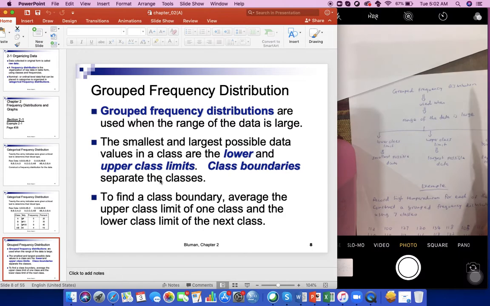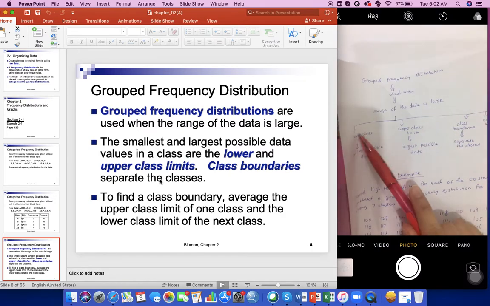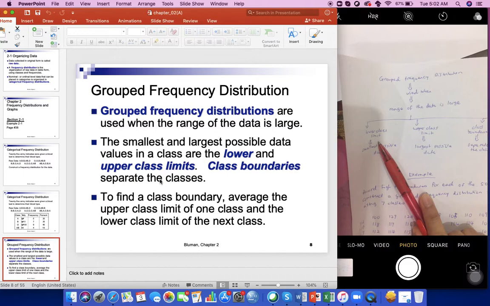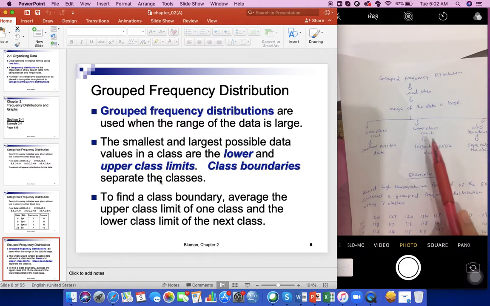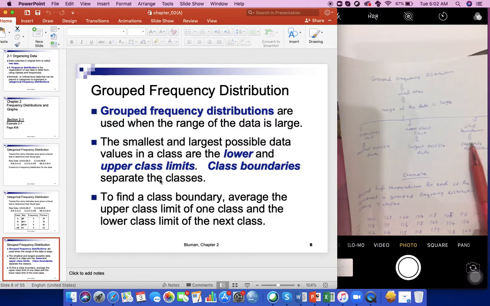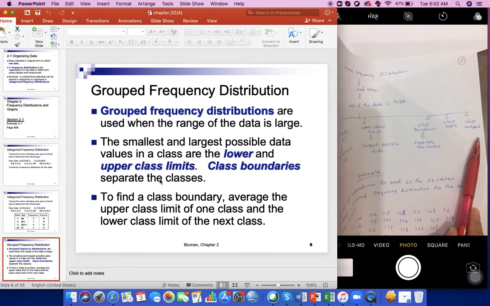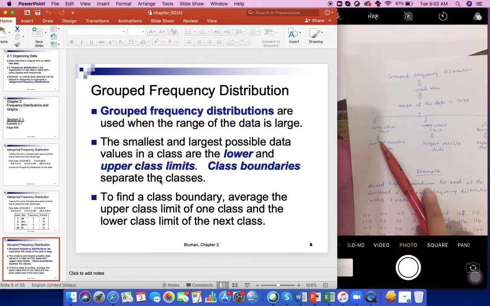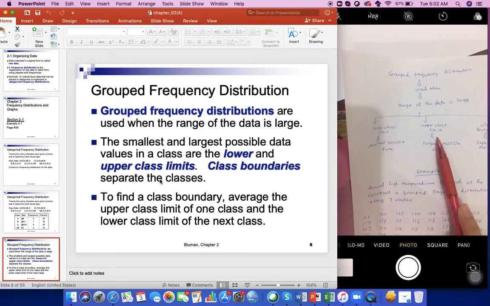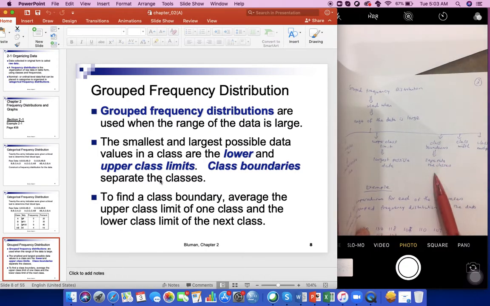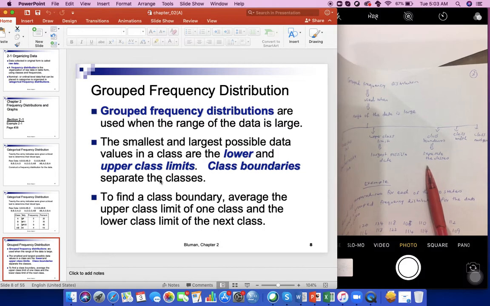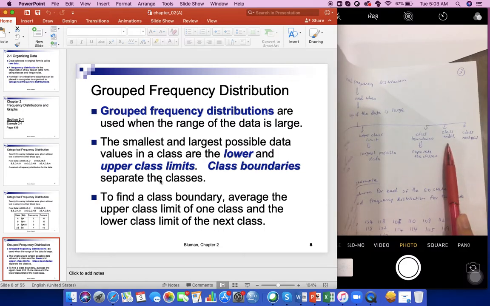Okay, so in group frequency distributions, we have lower class limit, upper class limit, class boundaries, class width, and class midpoint. For the lower class limit, we use the smallest possible data. For the upper class limit, we use the largest possible data. And then we have class boundaries, which separate the classes, class width, and class midpoint.